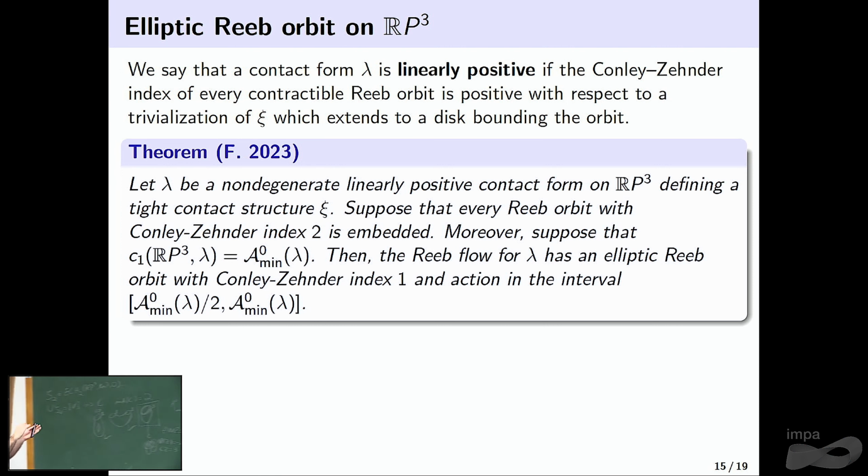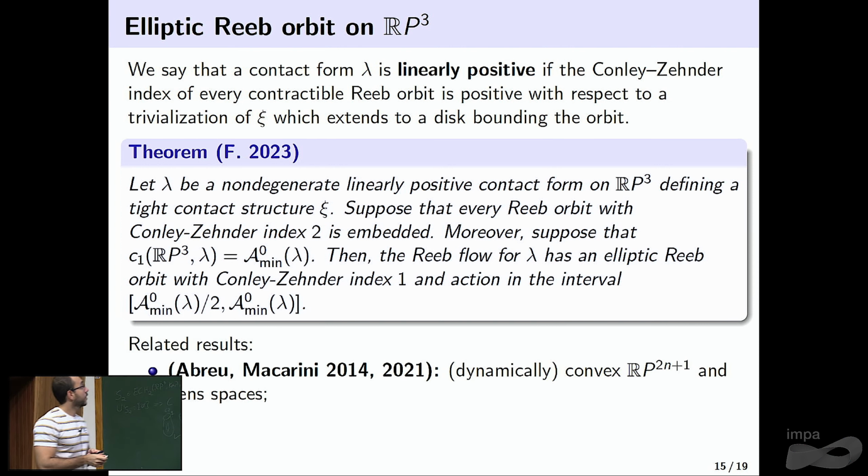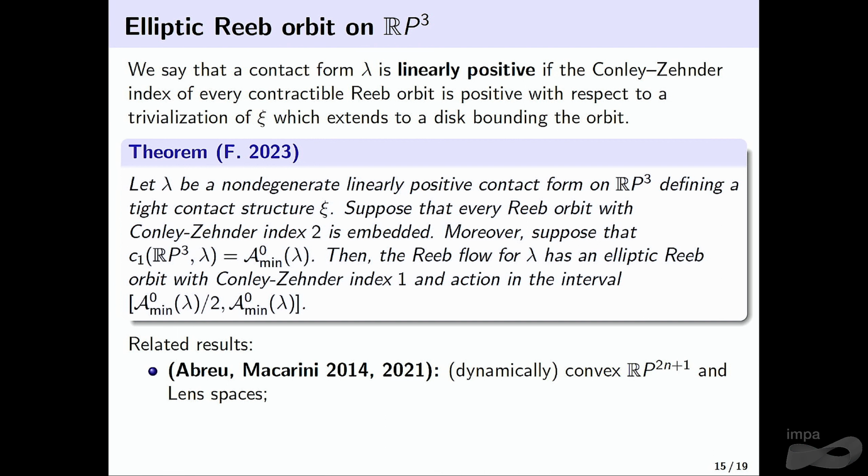Yeah, that's an idea. And this is not the first result about those things. The first that I know is by Miguel Abreu and Leonardo Macarini. They proved that any dynamically convex contact form on RP2n+1, even the degenerate one, in any dimensions, has an elliptic Reeb orbit. And you can say something about the index as well. And for lens spaces, they study strictly convex contact forms and prove similar results. I think that the main tool here is symplectic topology, positive equivariant symplectic topology.